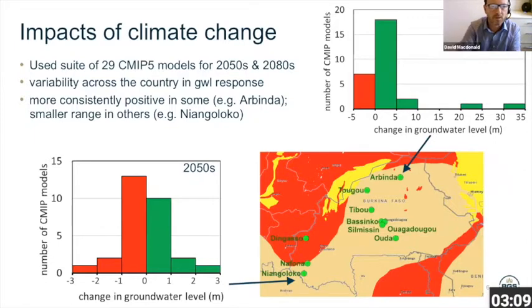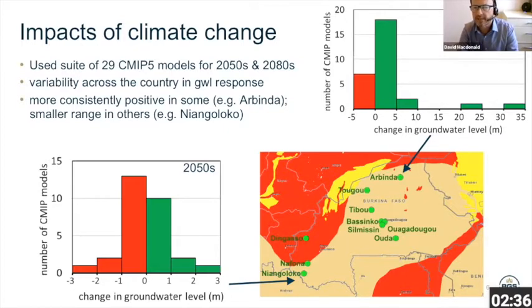So these models we developed, we then used them to look into the future, and we used a suite of 29 CMIP5 models, and then looked at the 2050s and the 2080s. And we saw variability across the country. We saw in the more arid regions quite a range of outcomes in terms of the changes in groundwater level compared to current levels.